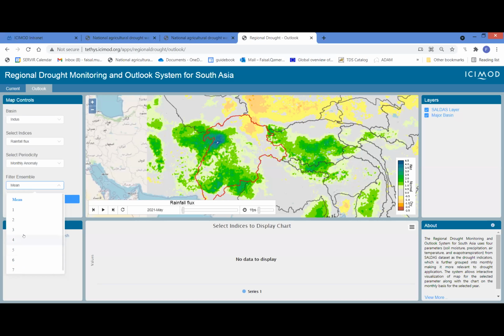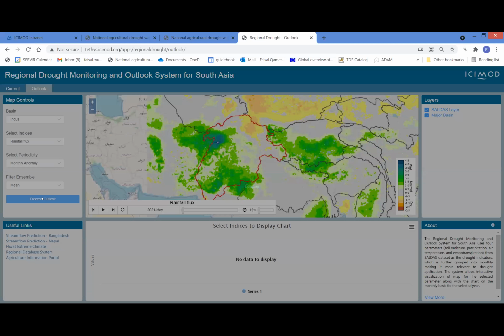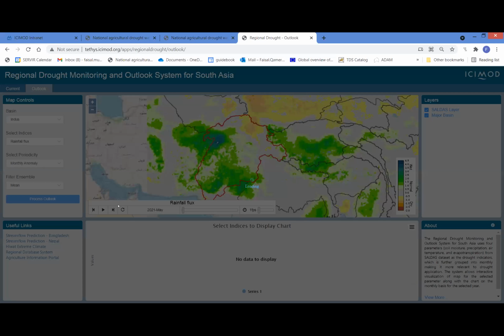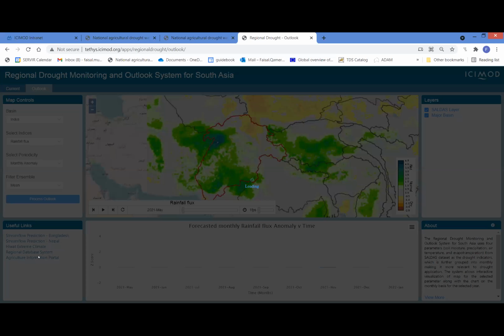And I mentioned that in our system there are 7 ensembles. What does this mean? For forecasting, there are 7 different parameterizations. And then we are looking at the average conditions by only selecting the mean. We can also select an individual ensemble as well.